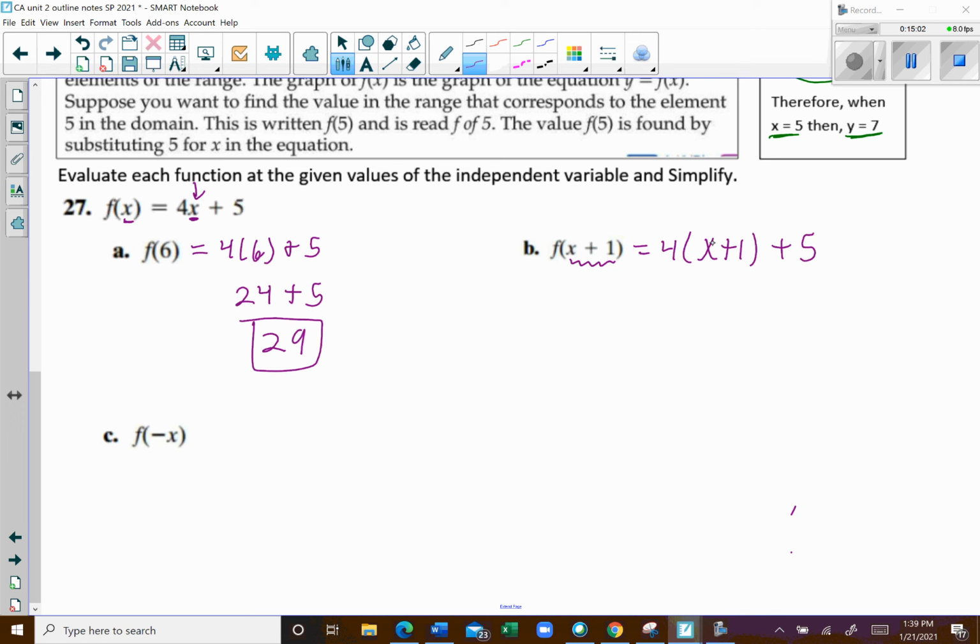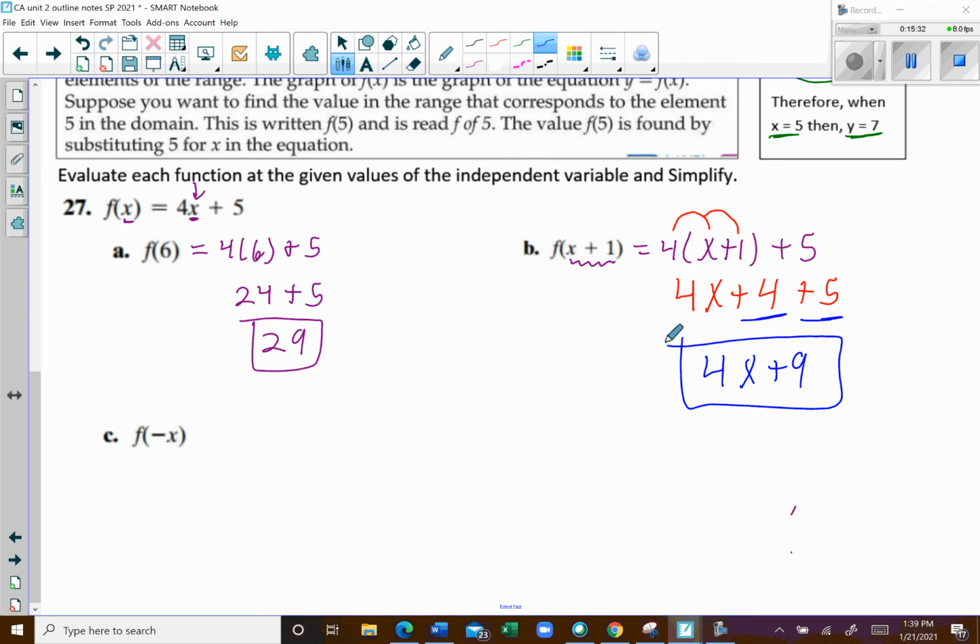And the reason why is the 4 is getting multiplied to all of whatever we're substituting in, right? So not just the x, but also the plus 1. So what we're going to have to do here is distribute the 4. So we're going to get 4x plus 4, and then we have a plus 5 right there. And we do have some like terms we can combine, so you always want to simplify if possible. So we'll go ahead and combine that. So we're going to end up with 4x plus 9, and that's our answer.